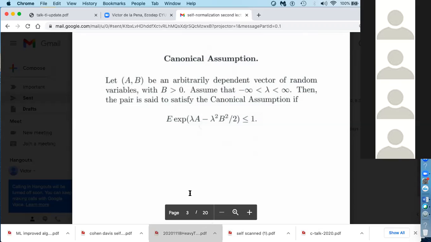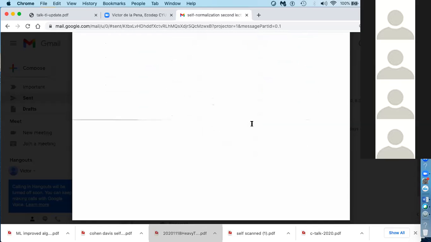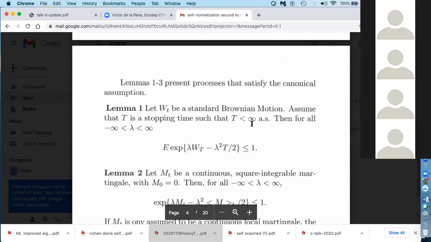The canonical condition, or the condition under which the results hold, is that the expected value of e to the lambda A minus lambda squared B squared over 2 is less than or equal to 1, which is in a sense a sub-Gaussianity assumption. We are assuming that this holds for every lambda. And under this assumption, we obtain several results, including a result that has been very important in the development of the theory of machine learning. And I will show that at the end of this section.